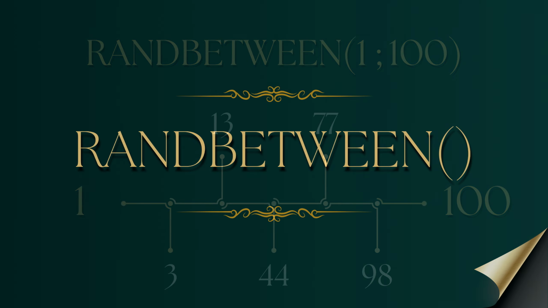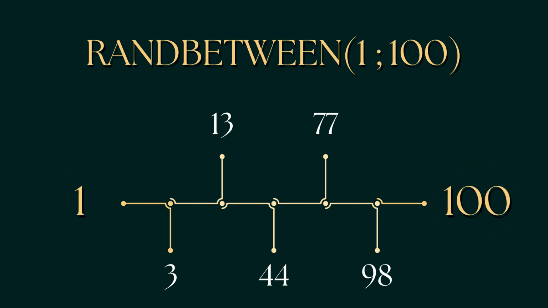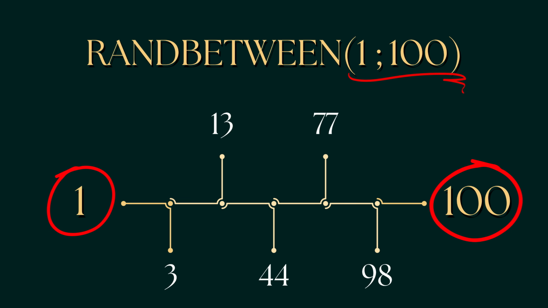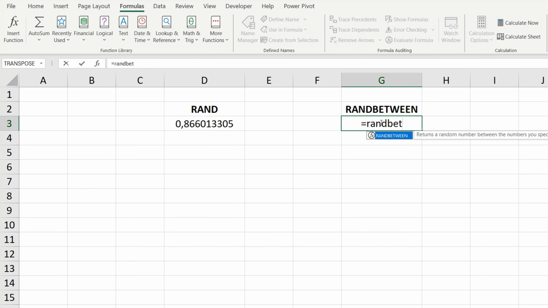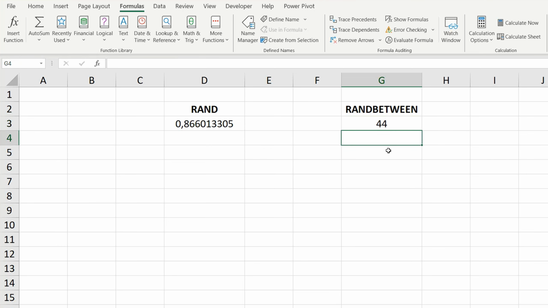RANDBETWEEN returns an integer number between the range we define. For example, if we want a random whole number between 1 and 100, we will write =RANDBETWEEN(1,100). And it's ready. Like with the RAND function, we can manually recalculate the function by pressing F9.